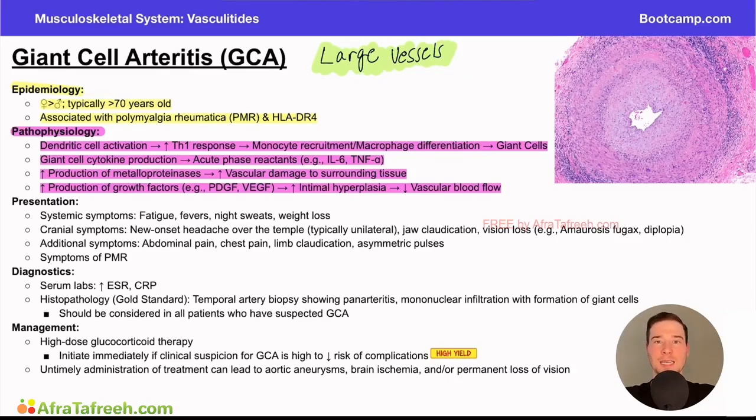And this is the key takeaway point I want you to think about here. Think about the vessel, think about getting inflamed, and a lot of processes happening that ultimately make it narrower and narrower and narrower, because this is a recurring theme that we're going to see with a lot of these vasculitis conditions.